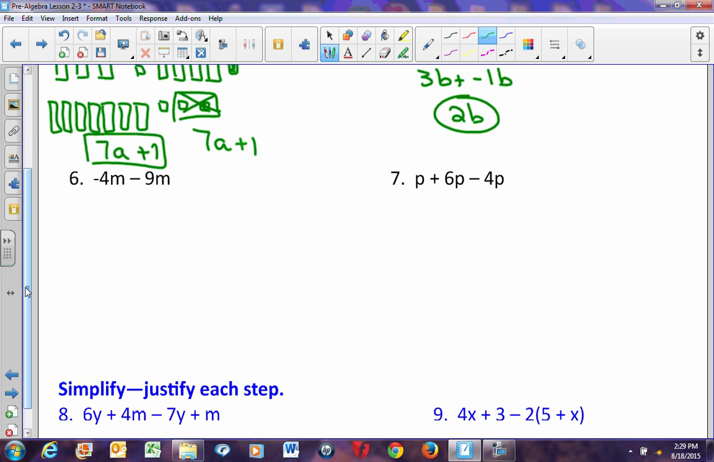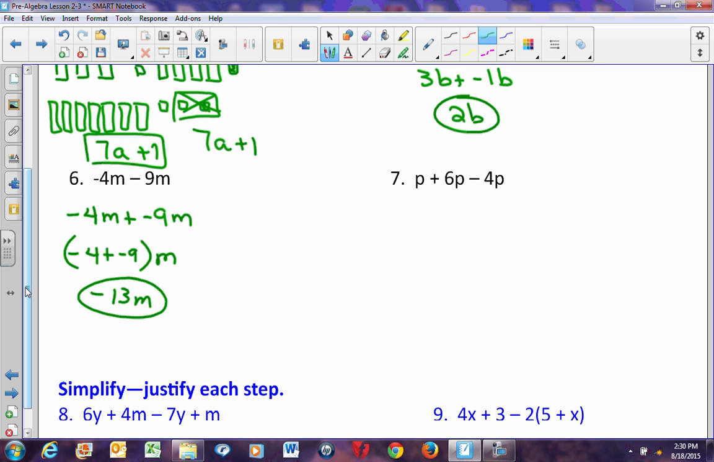Problem number 6 here. Negative 4m minus 9m. Same as saying negative 4m plus negative 9m. Okay? So basically, negative 4 plus negative 9 times m. That equals negative 13m. Okay. Number 7 here says 1p plus 6p minus 4p. So 1 plus 6 minus 4 all times p. So 7 minus 4 is 3, so 3p is my answer.